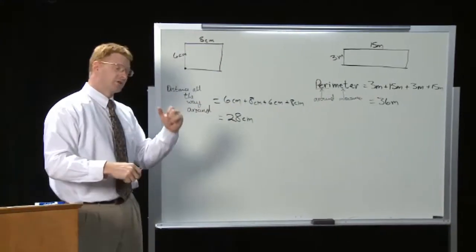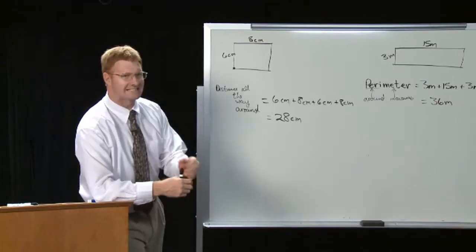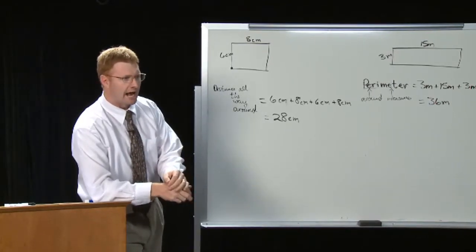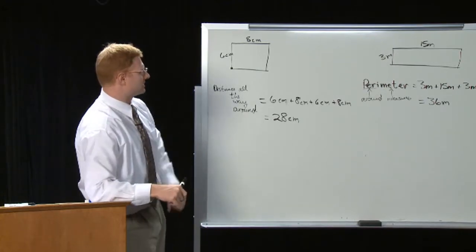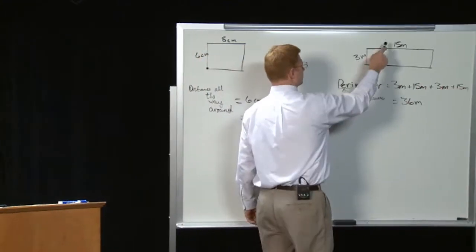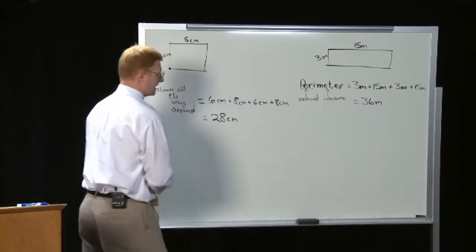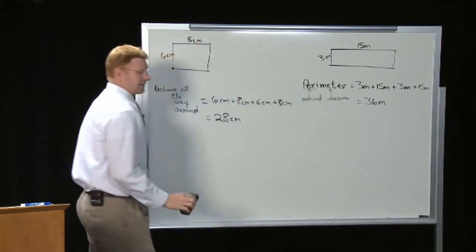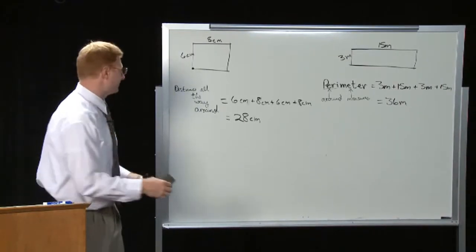Now, we could do another one just like this, and another, and you realize that we're following the exact same pattern over and over and over. And it never changes. You're always going to take this number plus that number plus that number plus that number. And it's always going to be the same. In math, that pattern is called a formula.